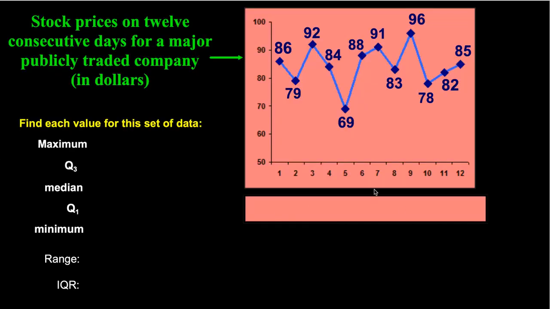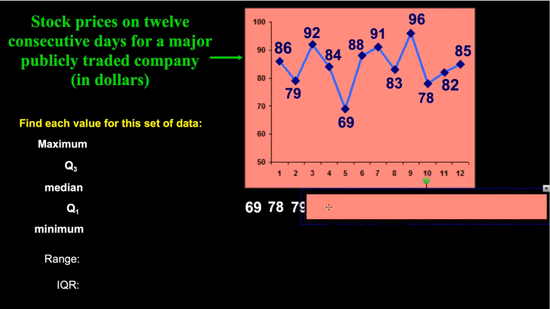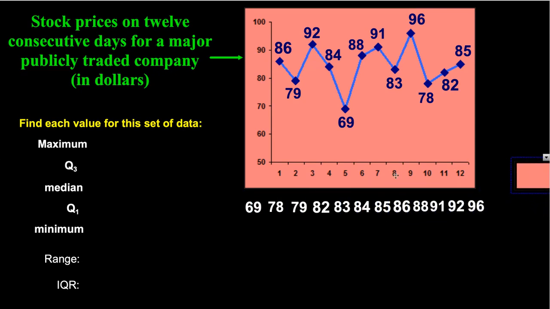And if we had a set of data and we wanted to find some of these values, first thing you would do, just like any set of data when you're trying to find the median, is you take that set of data. Here we have a bunch of stock prices from month to month, and we would organize that from low to high. So your lowest value is 69, the next lowest value is 78, and so on up to 96.